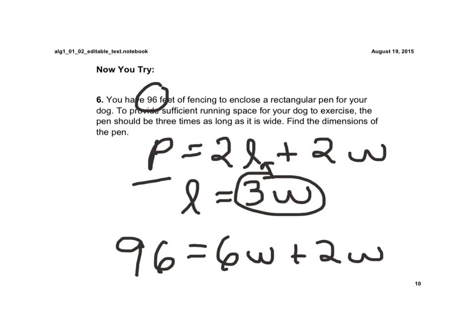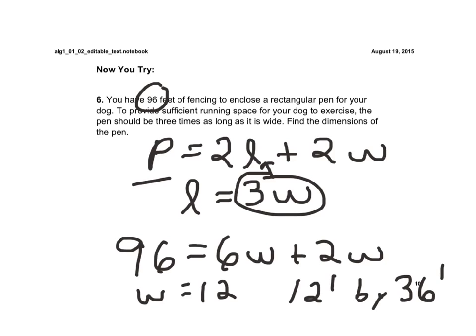And if you solve it, you're going to find that W is 12, which means we're going to have a pen which is 12 feet by 36 feet.